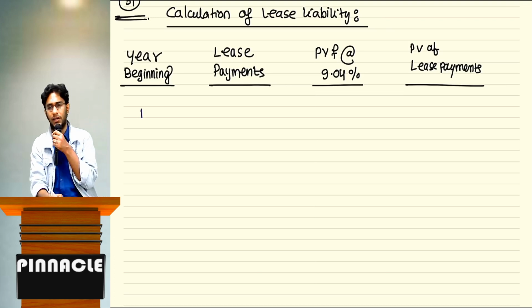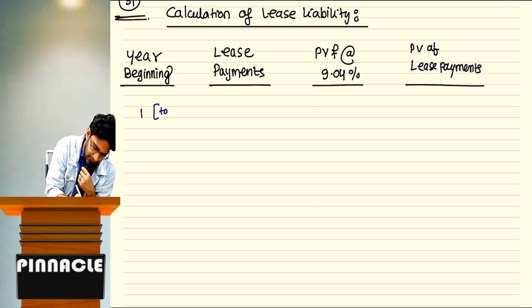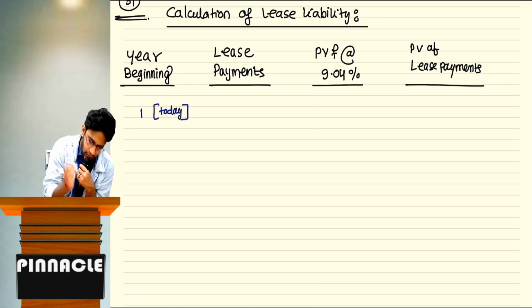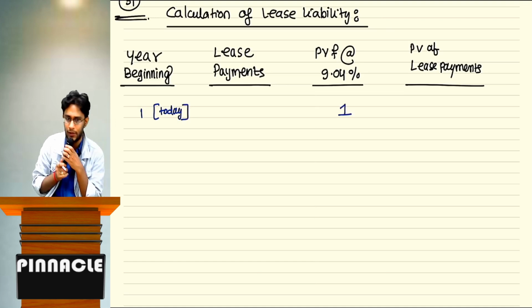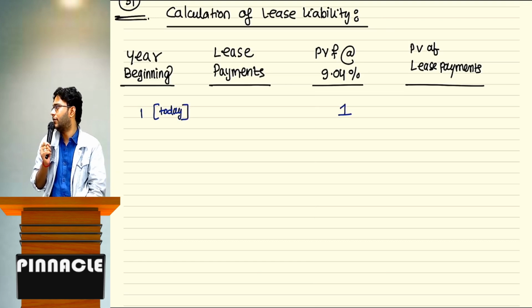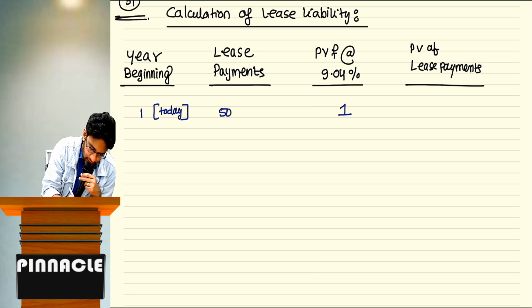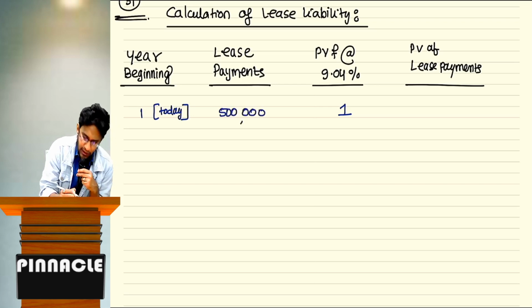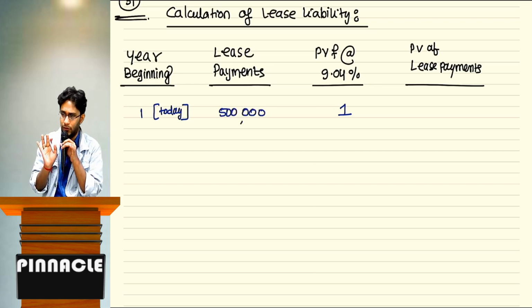Sir, first year beginning means right now, sir. In brackets I'm just writing for this alone today. So here for the PV factor, confidently first write 1. Otherwise mistake will happen, sir. Unnecessarily lose marks. Anyway, how much lease rent you have to pay on this day 1? 5 lakhs. Hereafter every year lease rent will be increased by 3%. 3% fixed only, no? Right?